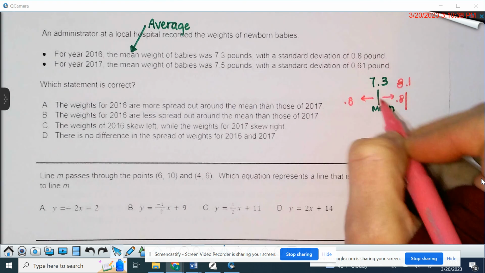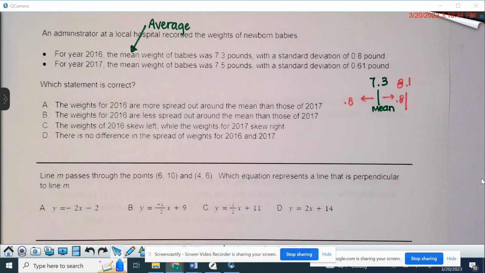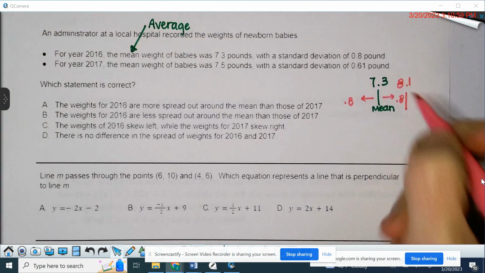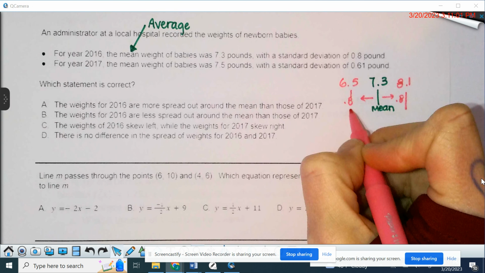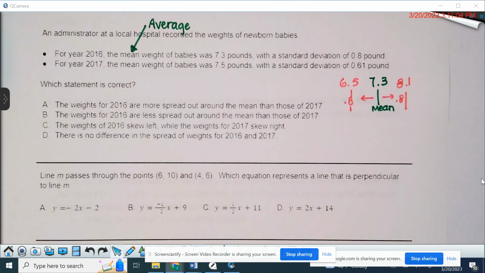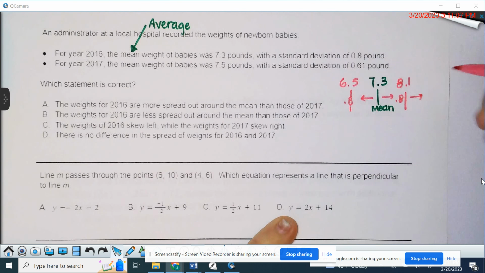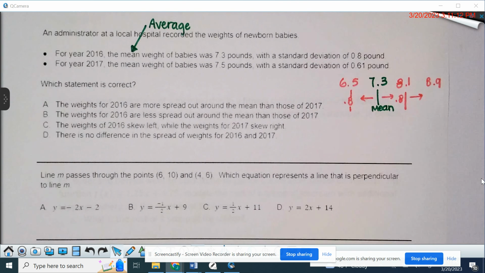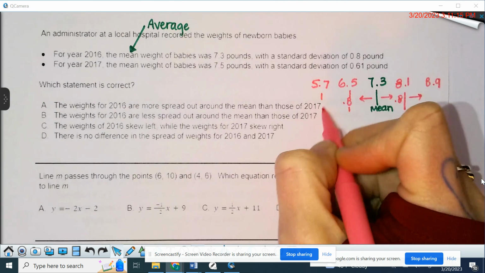I could subtract 0.8. I desperately need a calculator, or I'm going to do this math wrong in my head for sure. So 7.3 minus 0.8 is going to be 6.5. So that's one standard deviation. Yeah, thanks, Eli. And then you could do two standard deviations. So we could go one more time, and that would be 8.9. If we subtracted 0.8 from 6.5, we'd have 5.7. So that's two standard deviations.